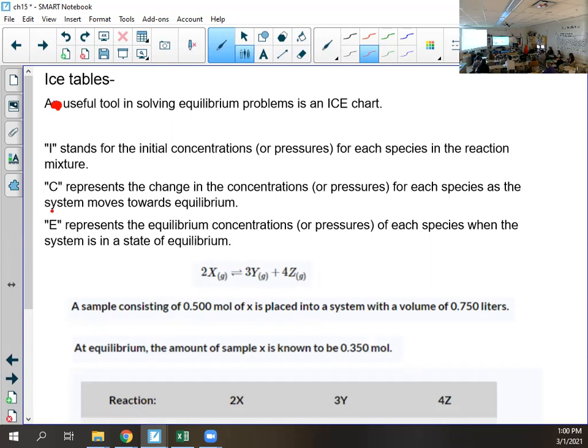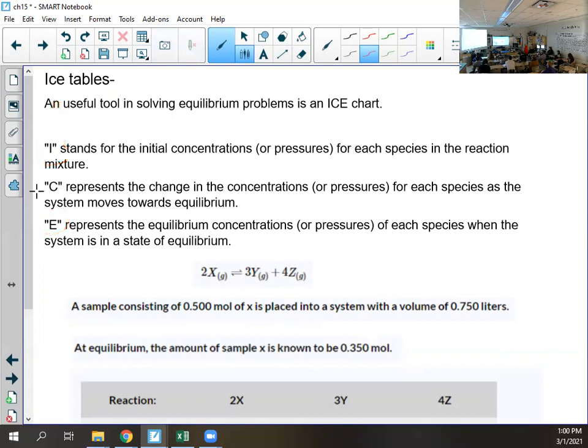Okay, so these are the numbers we need to get because those go into the expression, right? But you'll typically be given only initials and then one either at equilibrium or one that has changed. So just kind of follow with me. I love these. A sample consists of 0.5 moles of X. It's placed into a system with a volume of 0.75 liters. So this is at the start. At equilibrium, the amount of X is known to be 0.35.